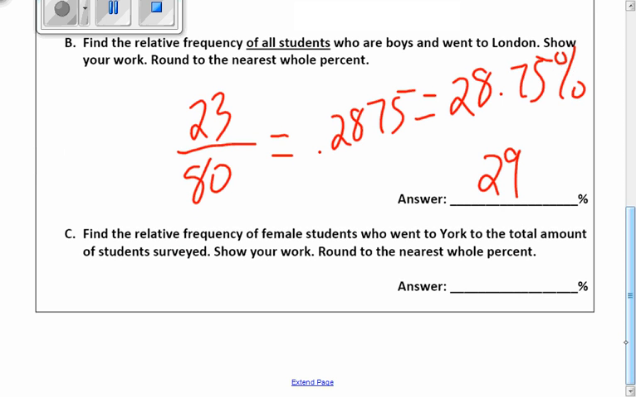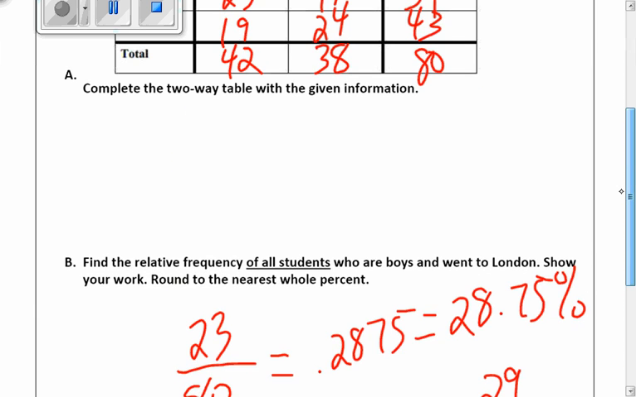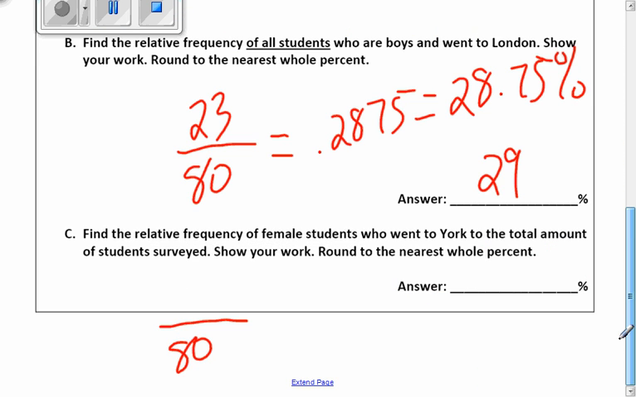Find the relative frequency of female students who went to York to the total amount of students surveyed. Female students who went to York was 24. 24 over 80 is 0.3, which is 30%.